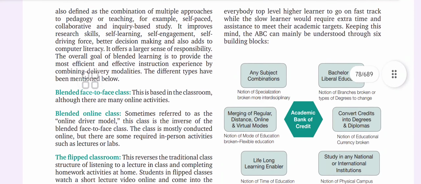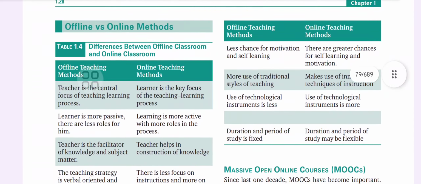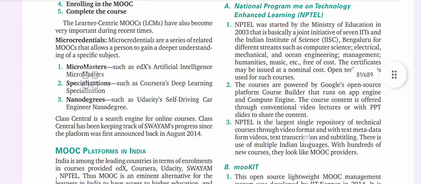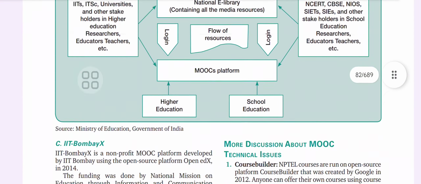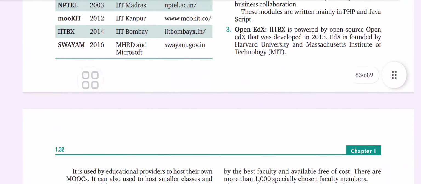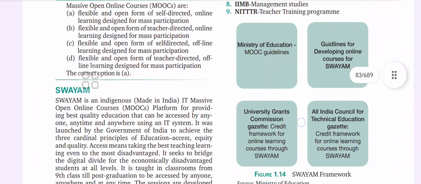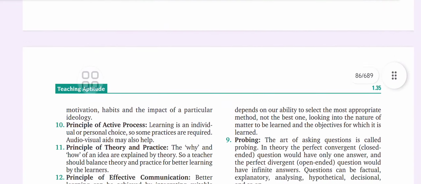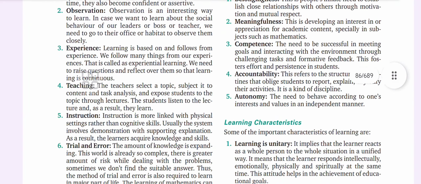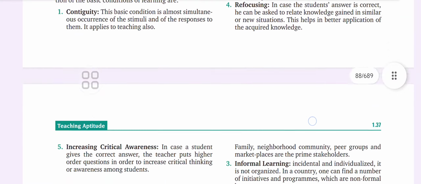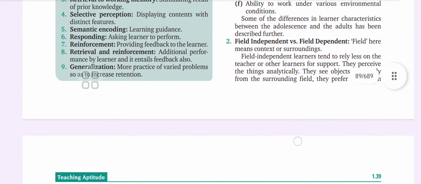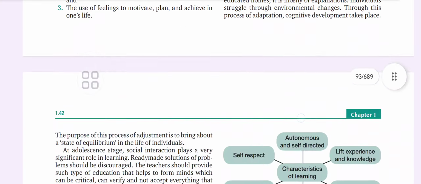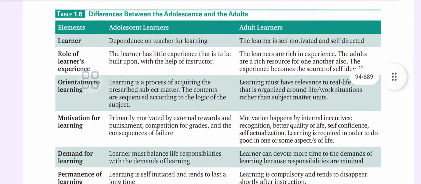Learning principles of Robert Gagne, or blended learning, right? Offline versus online methods are also there. So what is the main motto that you need to understand? So all this you need to learn. SWAYAM, Prabha, traditional and modern methods, what are there? Everything line by line you need to understand.